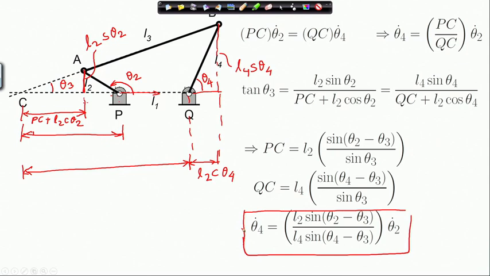Now, as I have said, the displacement analysis is completed. So, I know theta 2, I know theta 3, I know theta 4. Of course, one of them will be specified. If theta 2 is specified, I will be able to solve for theta 4 and theta 3. If theta 4 is specified, then I will be able to solve for theta 2 and theta 3. In whatever way I know theta 2, theta 3, theta 4, I have found the relation between theta 2 dot and theta 4 dot.